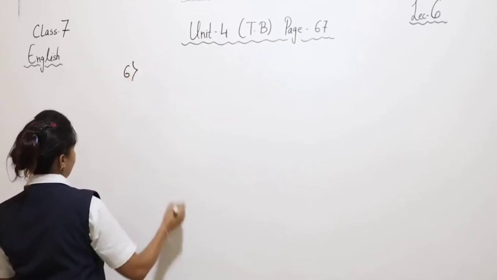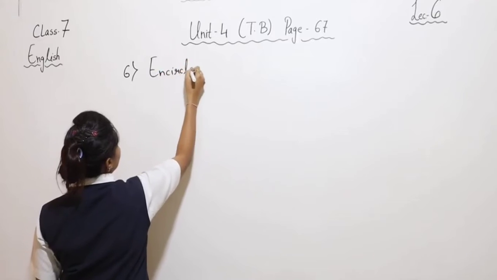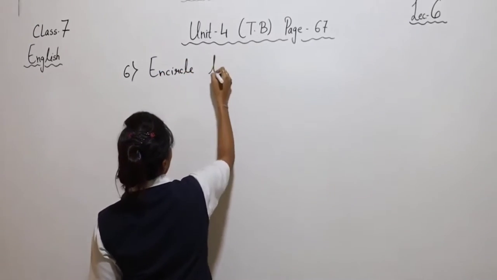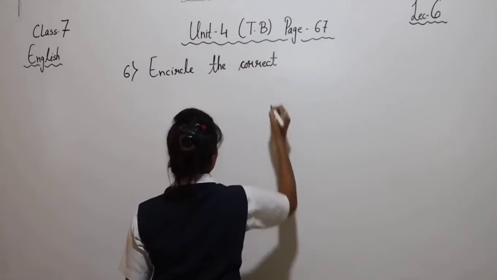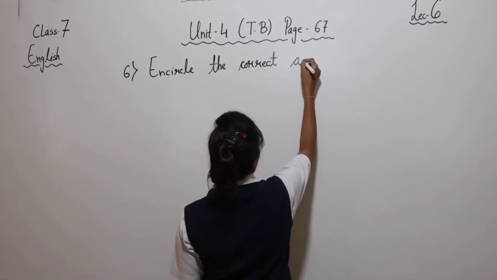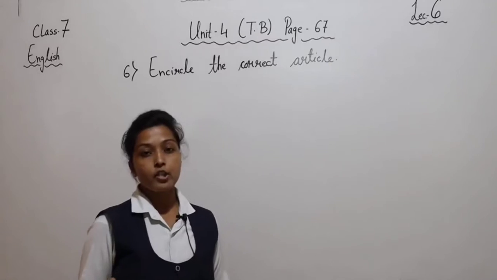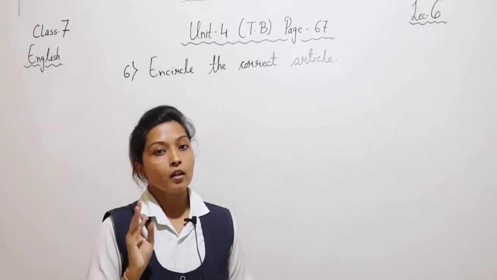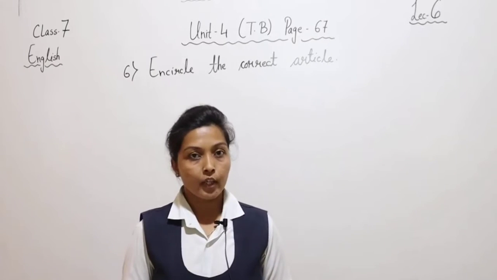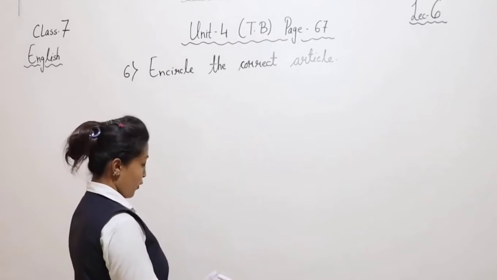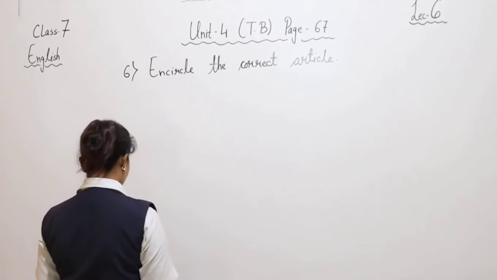6. Encircle the correct article. Now we know about articles, that there are 3 articles in our English language: a, an and the. A and an are indefinite articles, the is the definite article. Now what do we have to do? We have to circle the correct article.